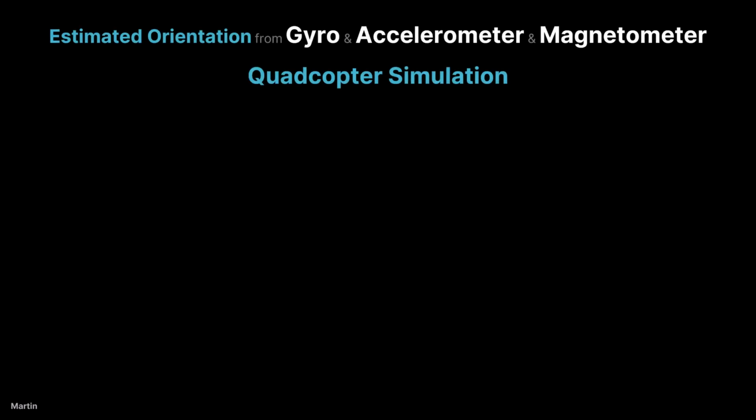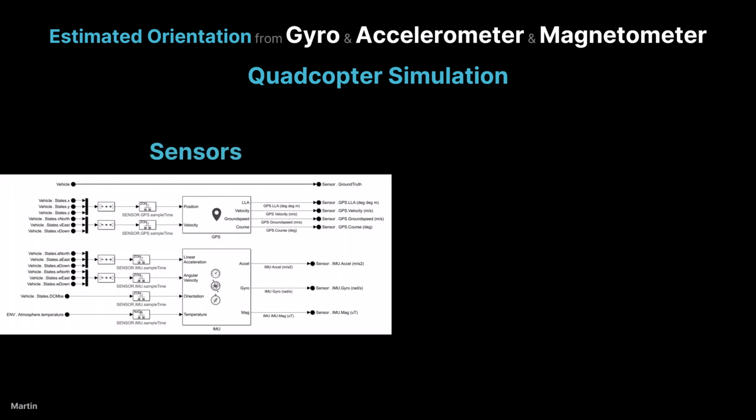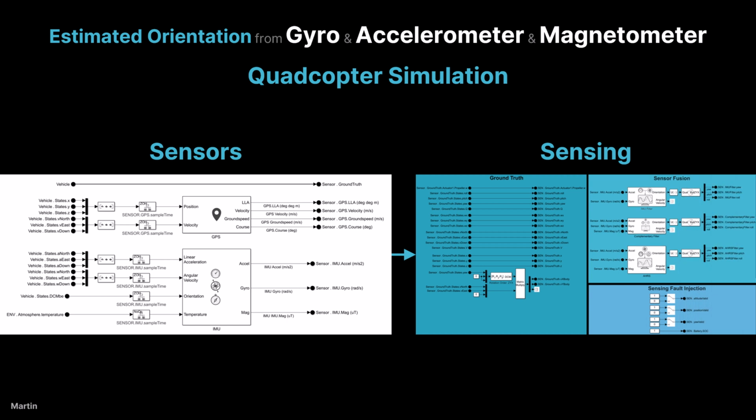Let's return to our quadcopter model. In session 6, we created a virtual IMU sensor in Simulink to simulate gyroscope, accelerometer, and magnetometer outputs. In this session, we'll build sensor fusion blocks in Simulink to estimate the quadcopter's orientation using these virtual sensor signals.